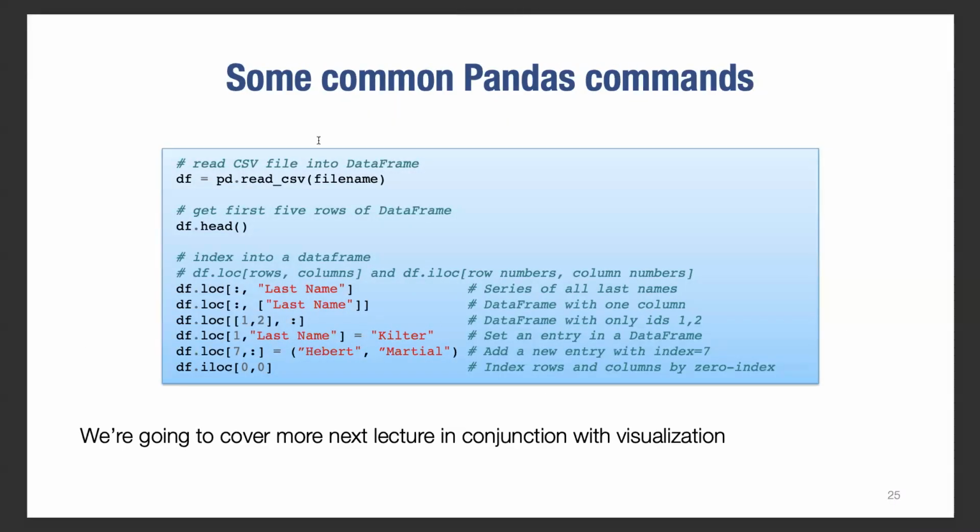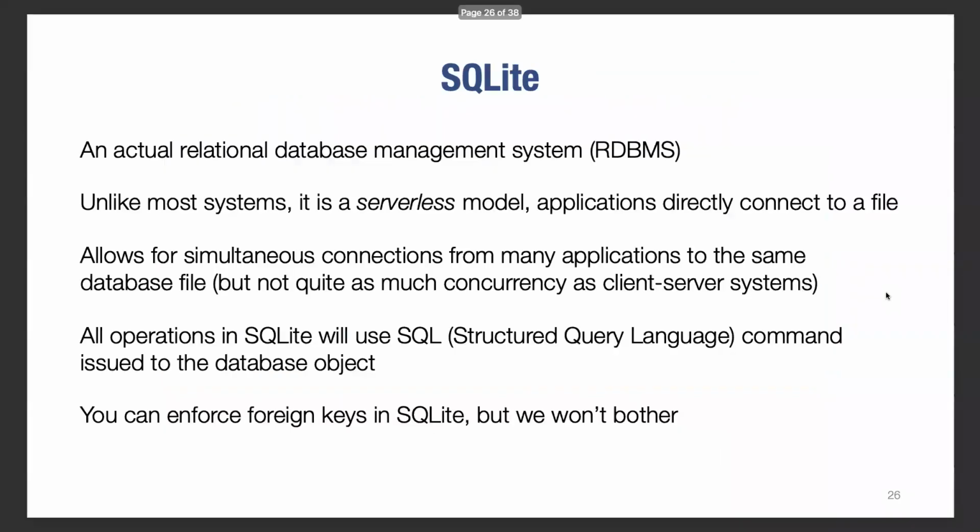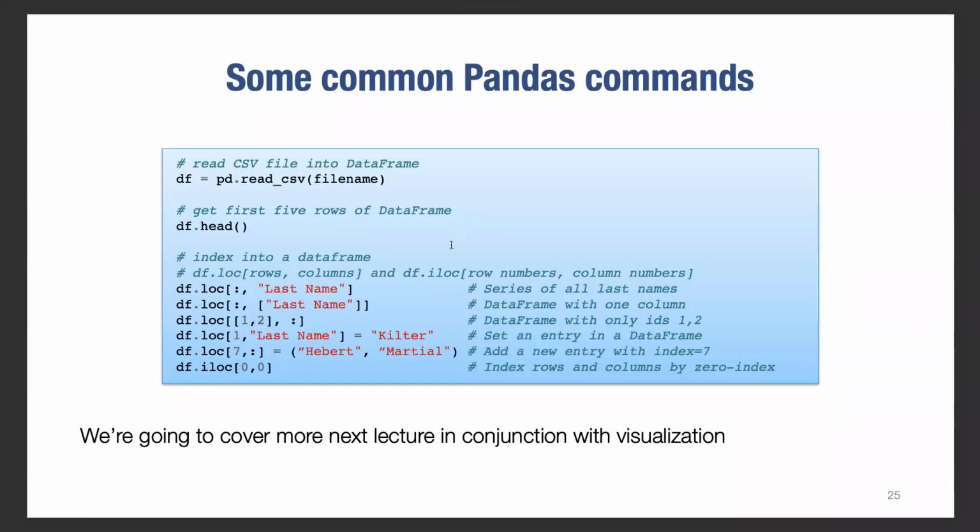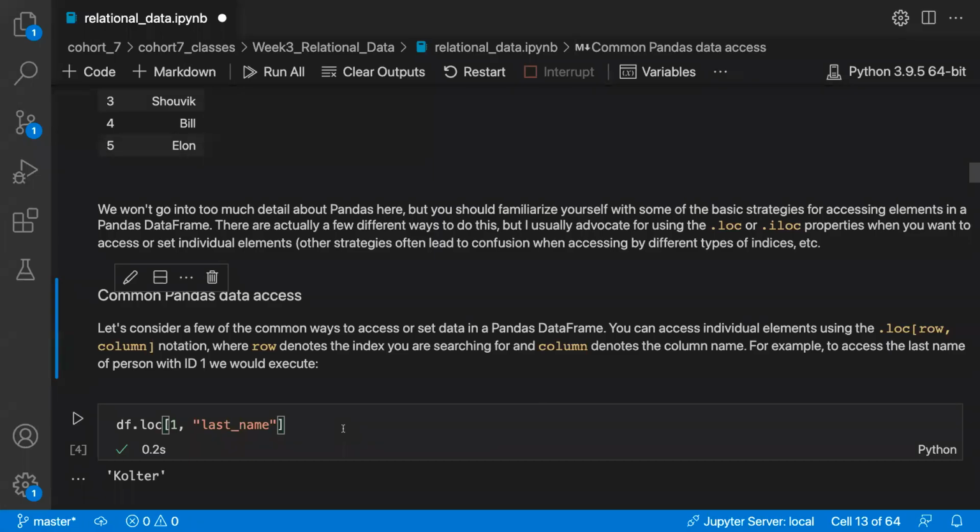So now some common pandas commands, read CSV. We familiarized ourselves with this last week. Head, the head function, then you have the location and you have the index location. So loc is LOC, iloc is index location. Let's see what comes next. Okay, before we go to SQLite, let's quickly play with some of these commands, right?